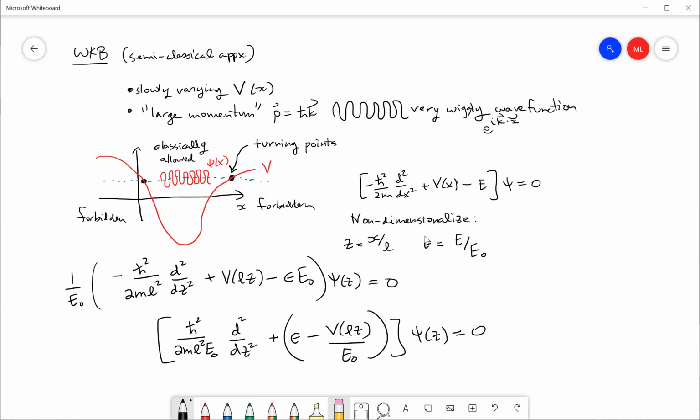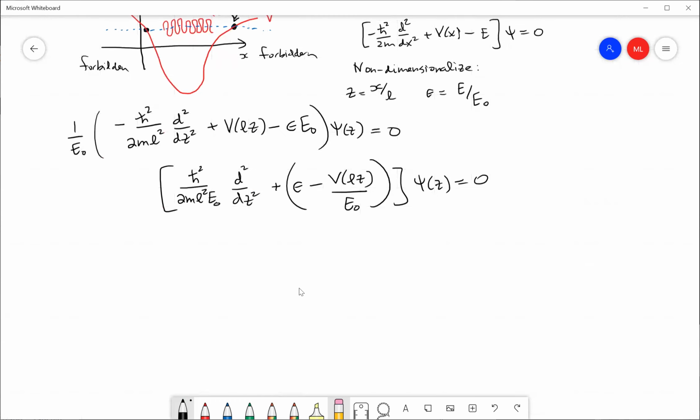And why is this convenient? It's because now everything is non-dimensional, and this thing is a number. It doesn't have any units, and this number, which is called delta, actually it's the square root of this, so delta squared is h bar squared over 2m L squared E naught. We're going to say that that number is very small compared to 1. Now, I didn't say what the length scale and the energy scale are, but whatever they are, this is the condition that we would want for WKB to work.